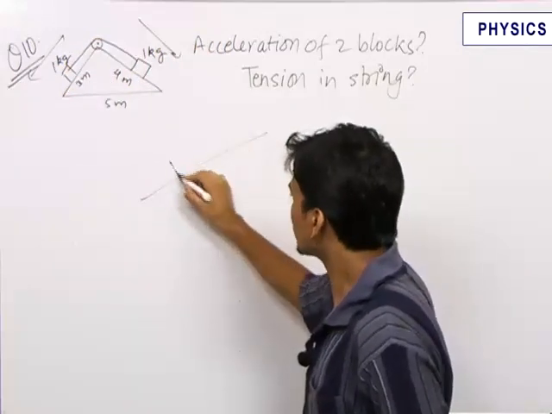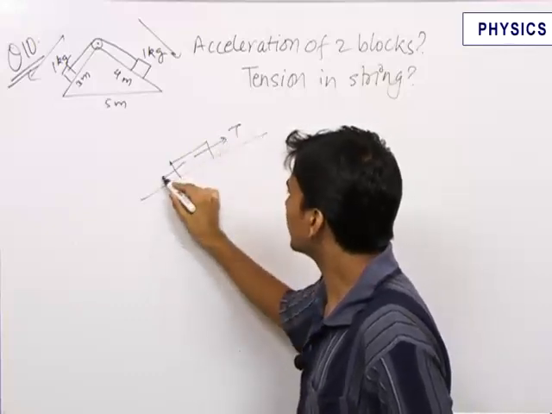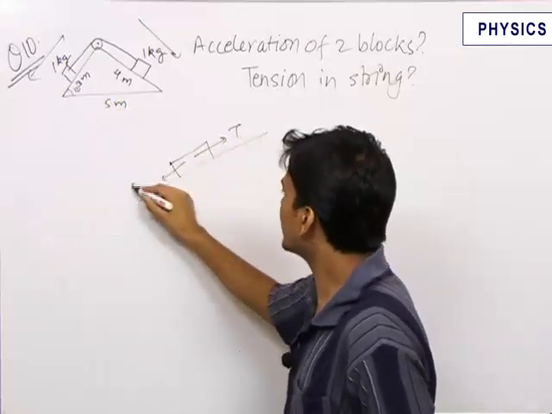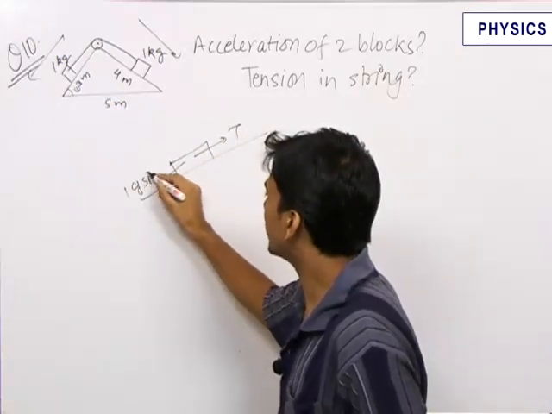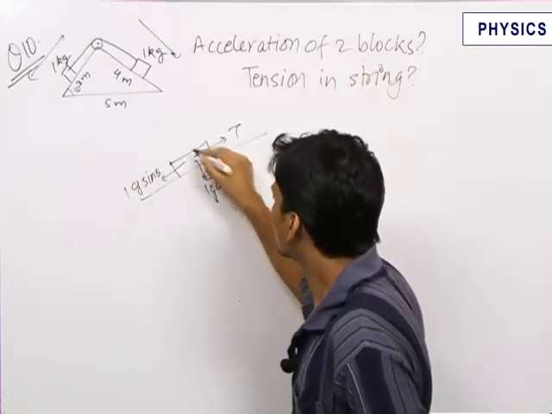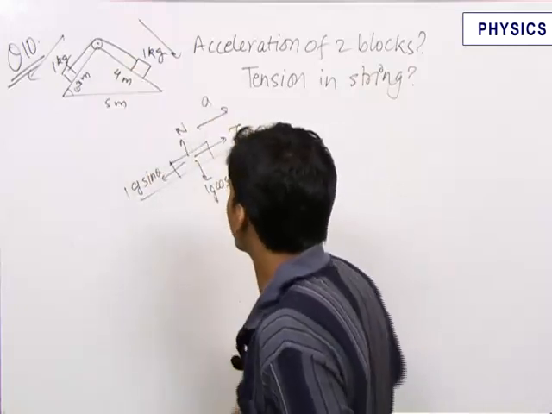So when we apply the equation on the left side, tension is acting here. Let this be theta. The force acting on this side is 1 into g into sine theta. This is 1 into g into cos theta. The normal reaction acts like this. Let the acceleration of this block be a on this side.